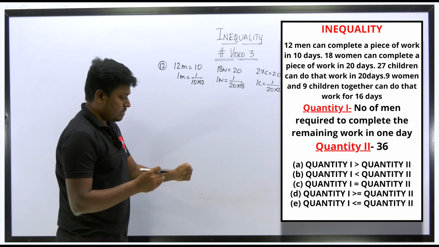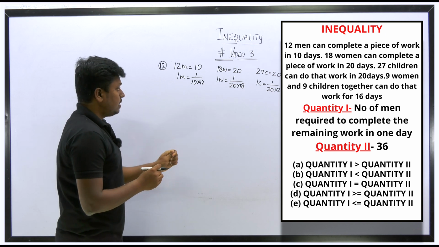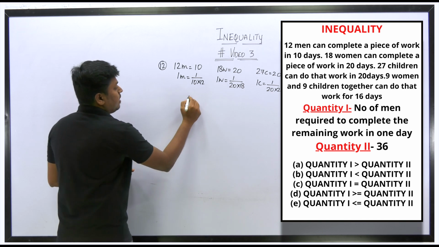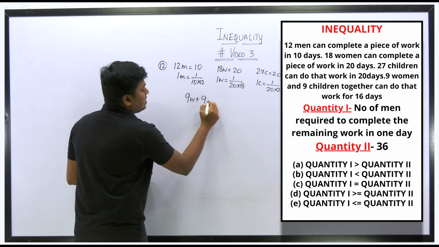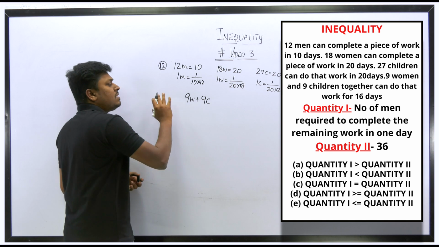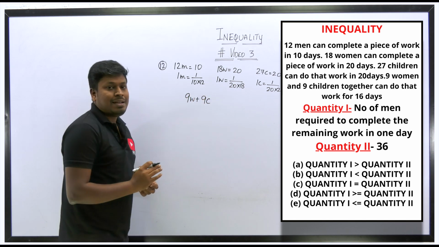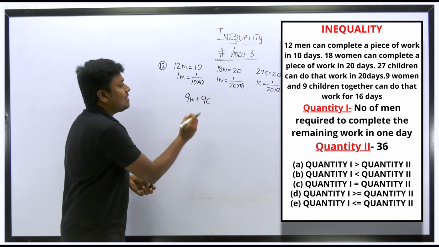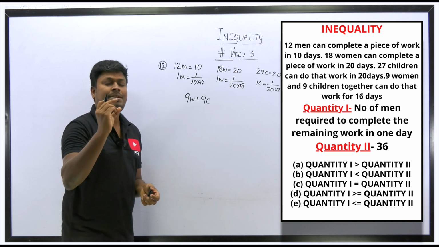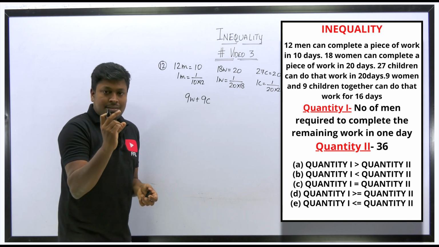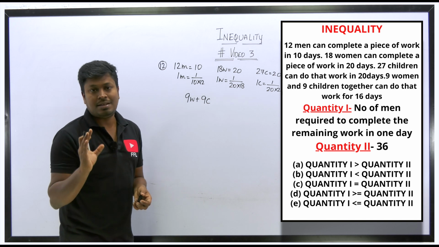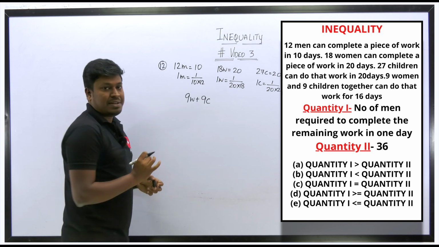So now, according to the passage, what they have said is 9 women and 9 children can complete a piece of work, they are just doing some work, right? For how many days? 16 days. So after 16 days of completion, there are some tasks remaining. So that task, how many men are required to complete it? Our target is to find that, that is quantity 1, right?